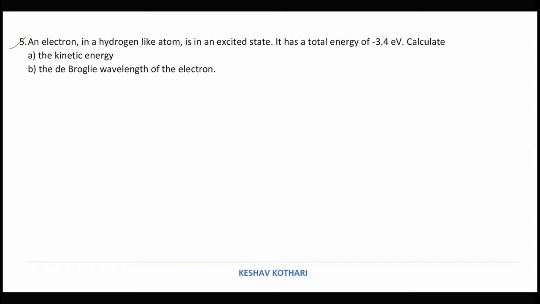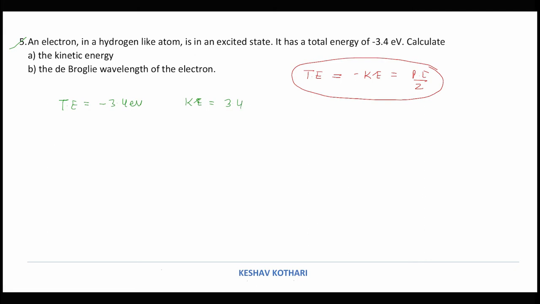So now for this problem we are using a very interesting result, that total energy is equal to minus kinetic energy, which is equal to potential energy by 2. So we use this result for this particular problem, and then we can say that if total energy is equal to minus 3.4 electron volt, then the value of kinetic energy is equal to minus of total energy, that is 3.4 electron volt. So for the first part, the value is plus 3.4 electron volt.